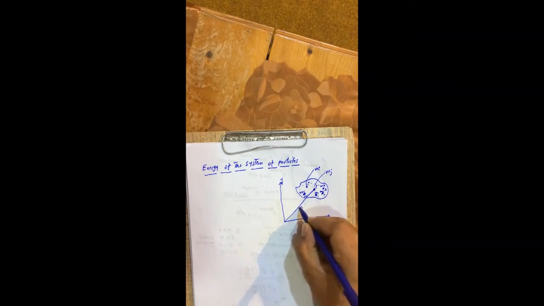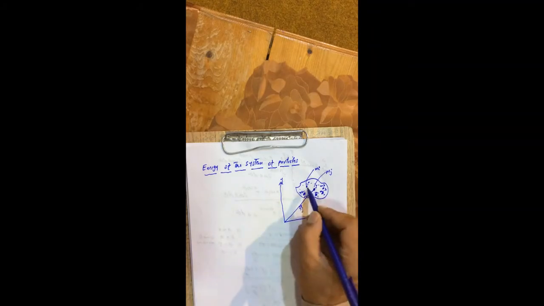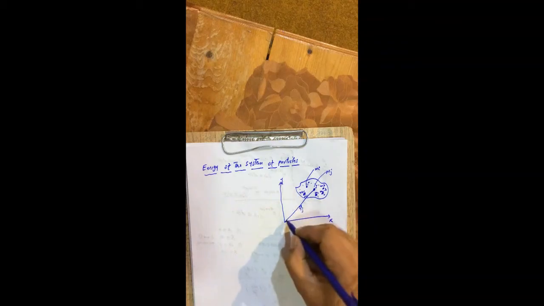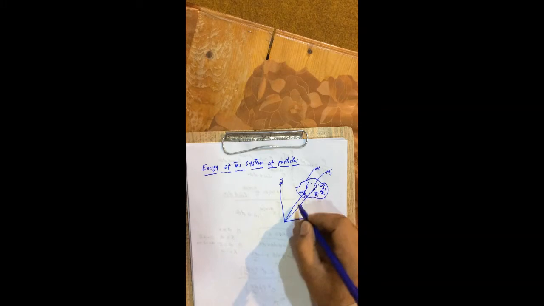rj, and the position vector of this particle i from the origin is ri.